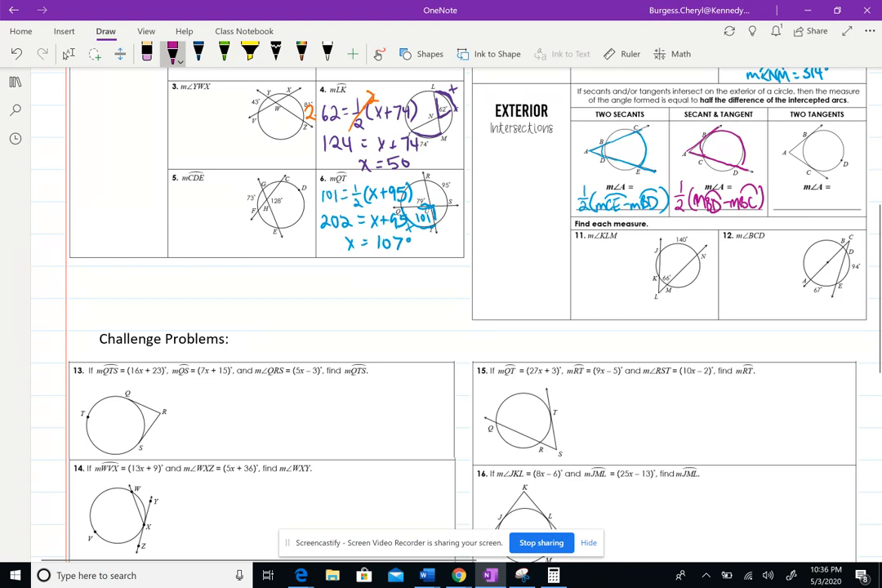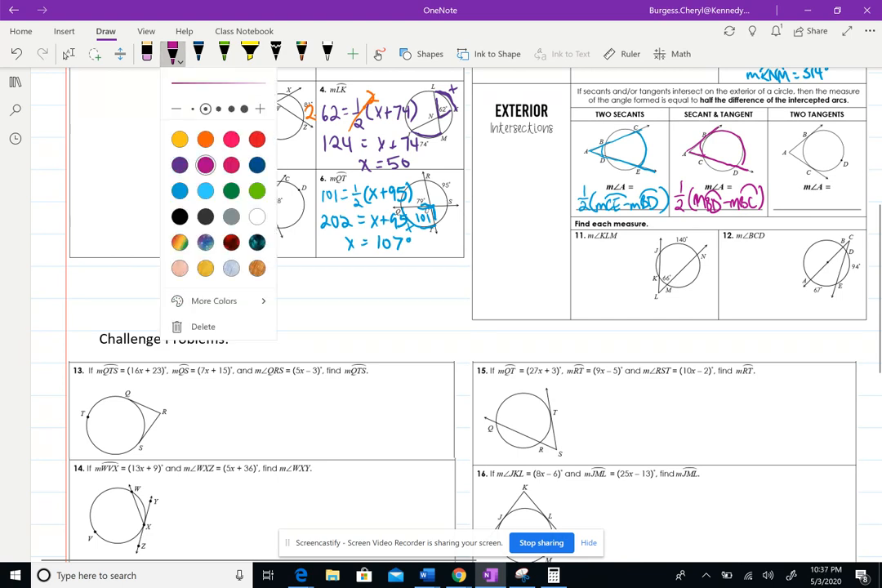Okay. And so if you're given 2 tangents, and I'm really sorry for my handwriting, guys. I feel like it's getting better, but maybe not.